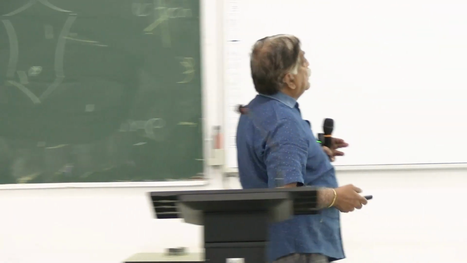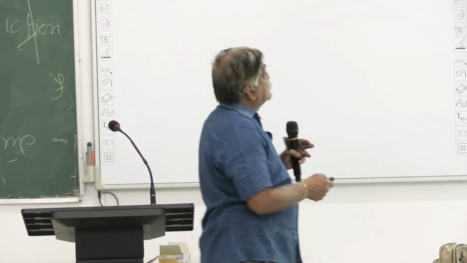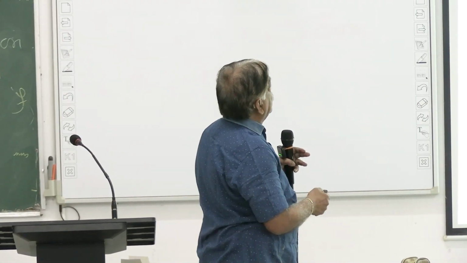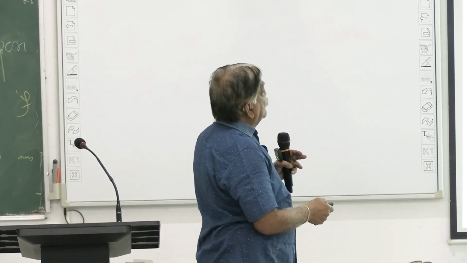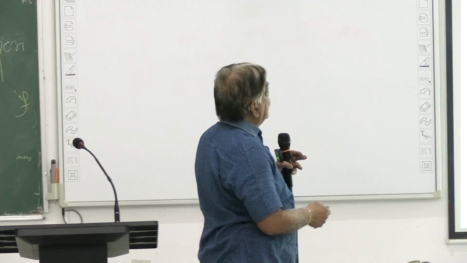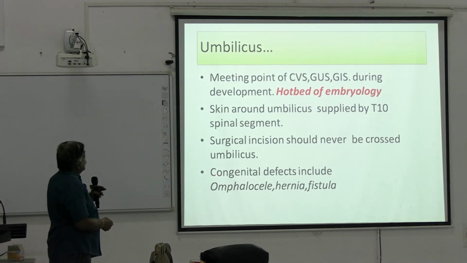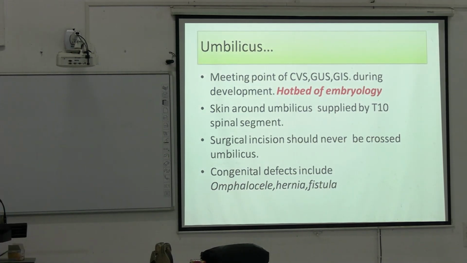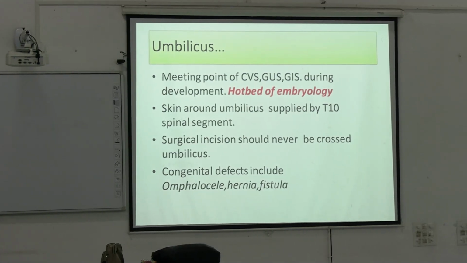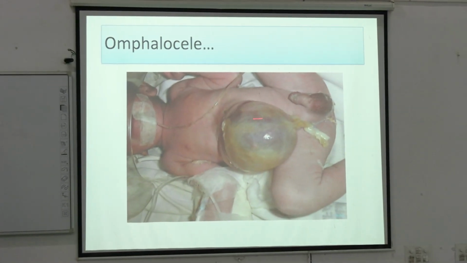Next. Now, umbilicus. It is the meeting point of the vitellointestinal duct and allantois during development, a hotbed of embryology. Skin around the umbilicus is supplied by the T10 spinal segment. Surgical incision should never cross the umbilicus. Congenital defects include omphalocele, hernia, and fistulas. So, next.